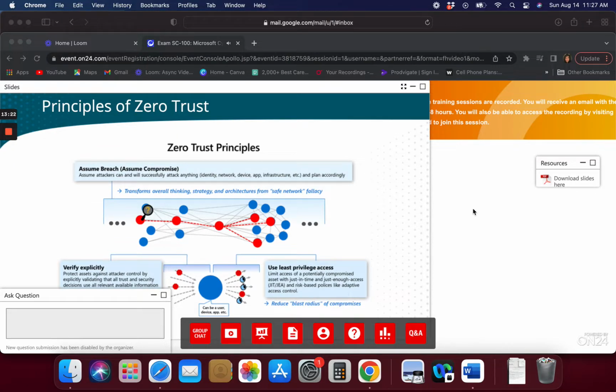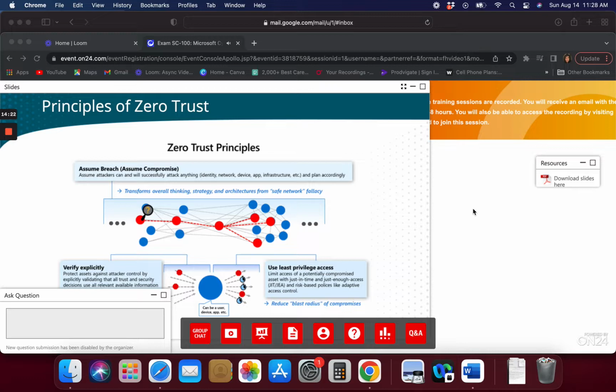This diagram visually illustrates the zero trust principles. First, we have to always verify explicitly. This will protect the assets against attacker control by explicitly validating that all trust and security decisions use all relevant available information and telemetry. Next, we need to always use least privilege access. We can do this by limiting access of a potentially compromised asset with just-in-time, just enough access, and risk-based policy like adaptive access control, for example. And this is done by implementing zero trust controls and technologies across those seven foundational elements: identity, endpoint, applications, data, infrastructure, network, and visibility. And each of these is a source of signal, a control plane for enforcement, and a critical resource to be defended.